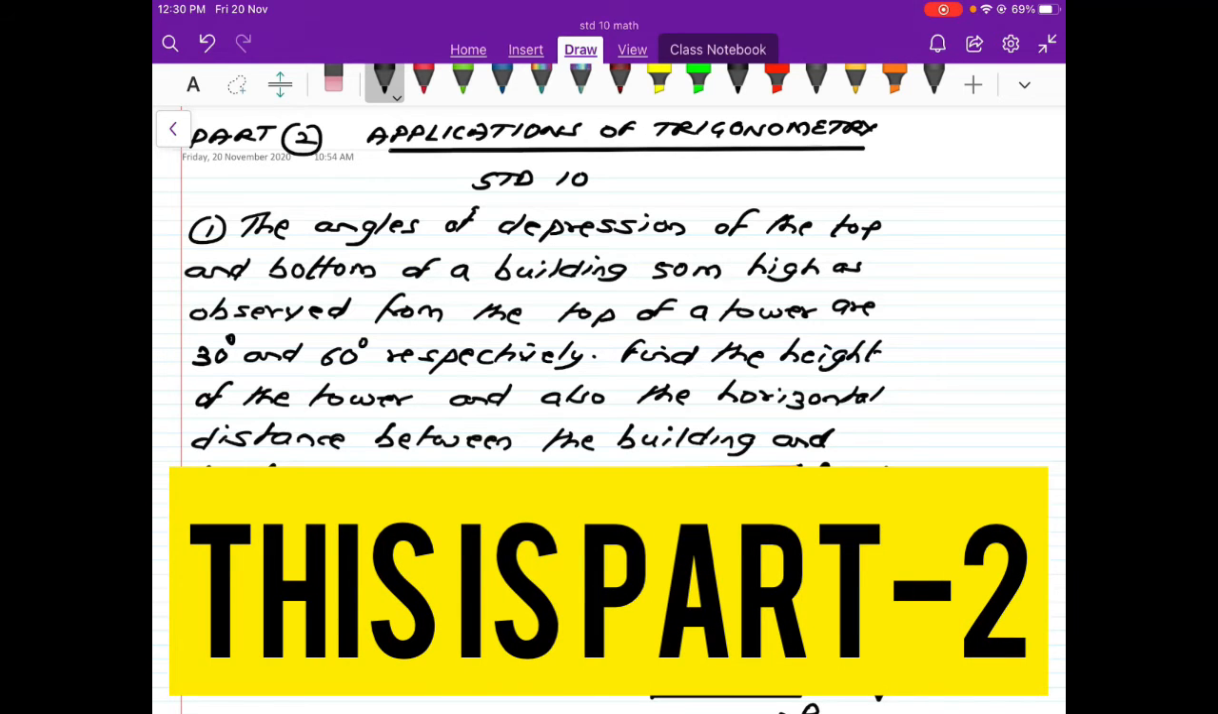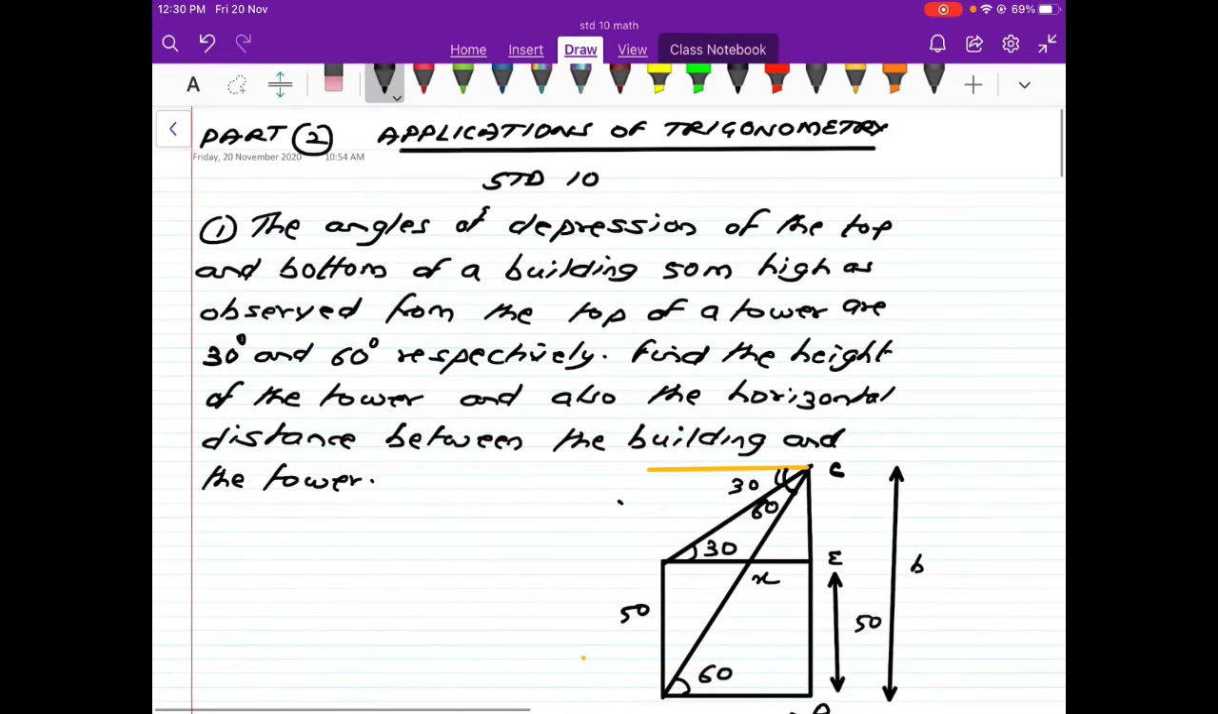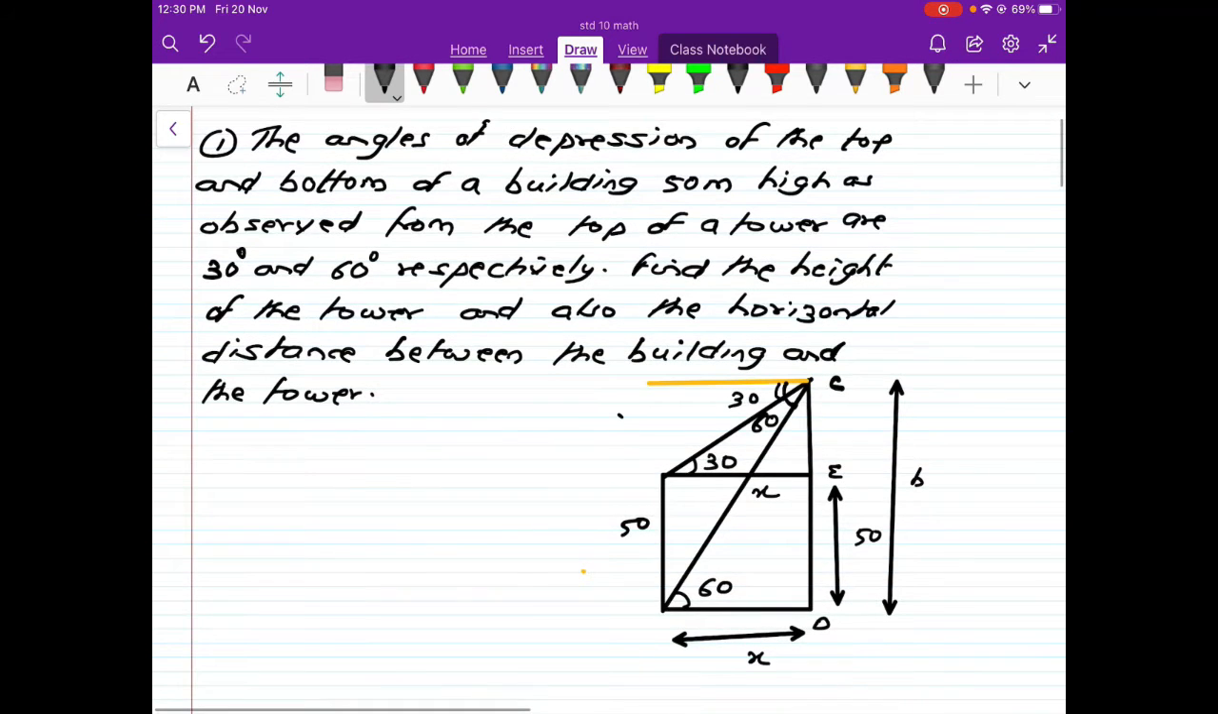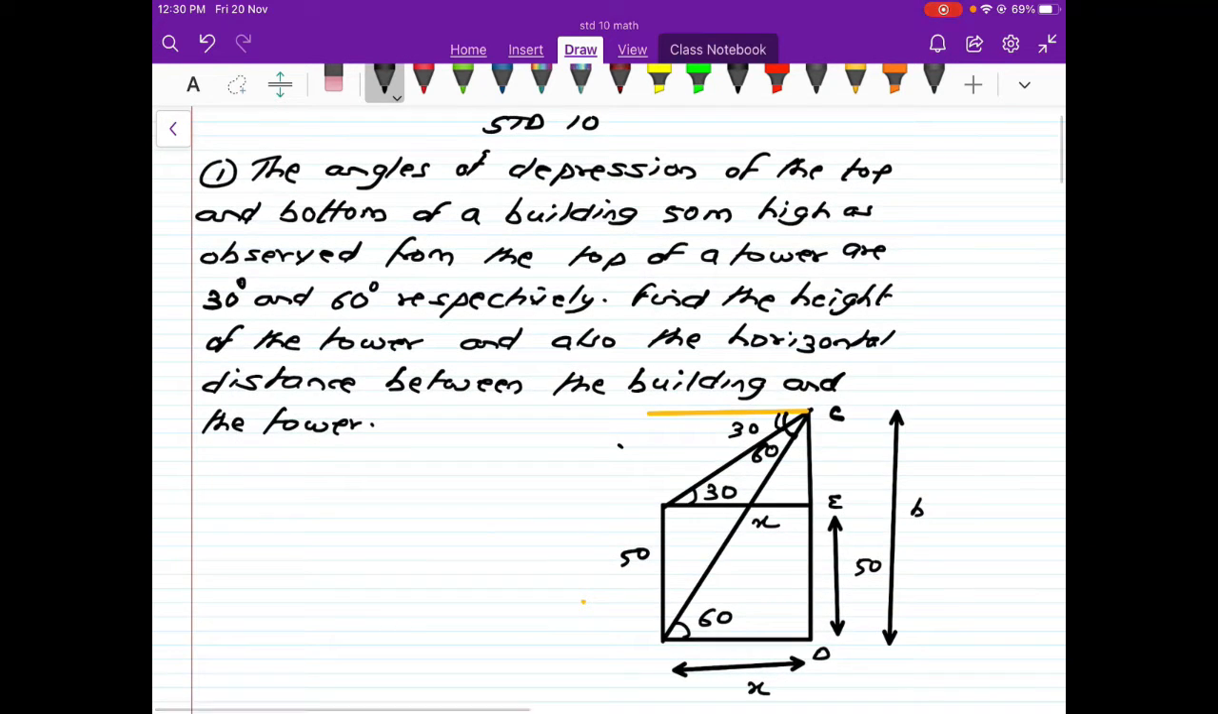This is part 2 of the chapter Applications of Trigonometry, Standard 10th. So continuing the sums, this is the first sum.